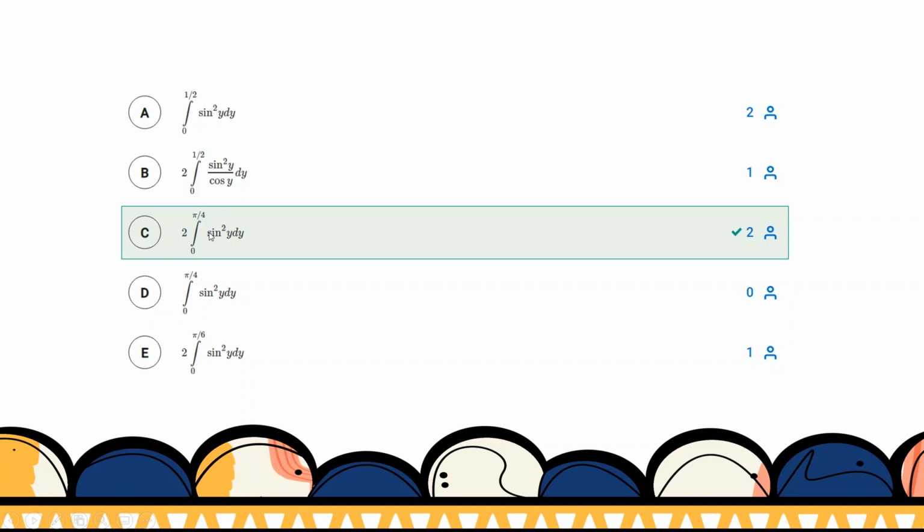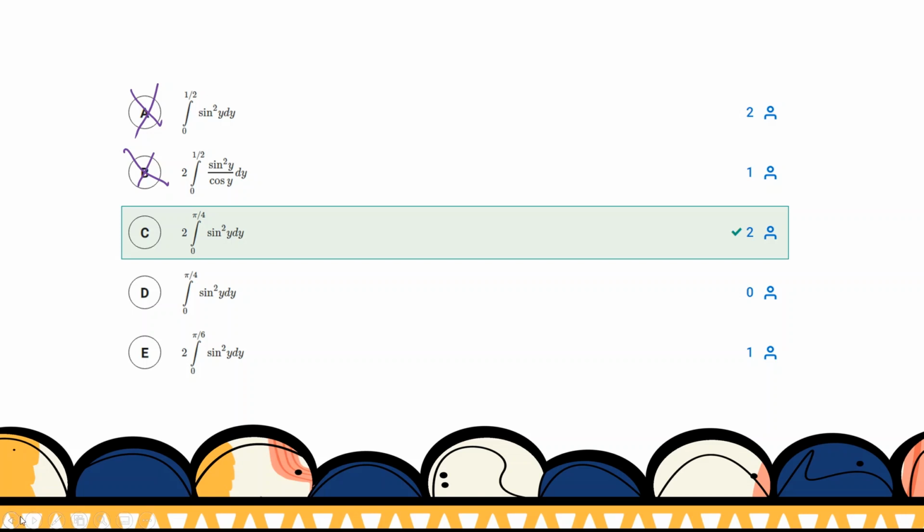So some common mistakes, right? If you didn't have that 2, if you didn't change, so these in A and B, they didn't change the limits of integration. And this one, it looks like you changed limits of integration, you just didn't change it correctly. So we really want to be careful that we know our unit circle.